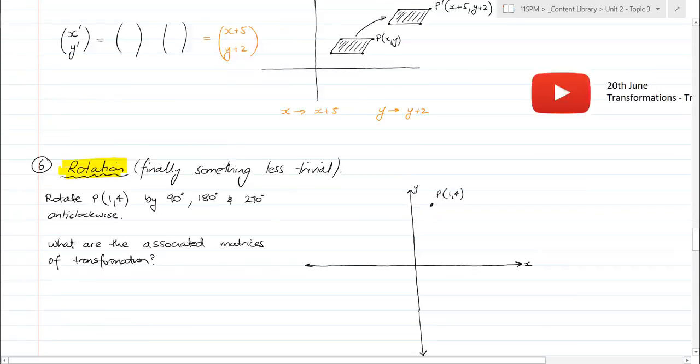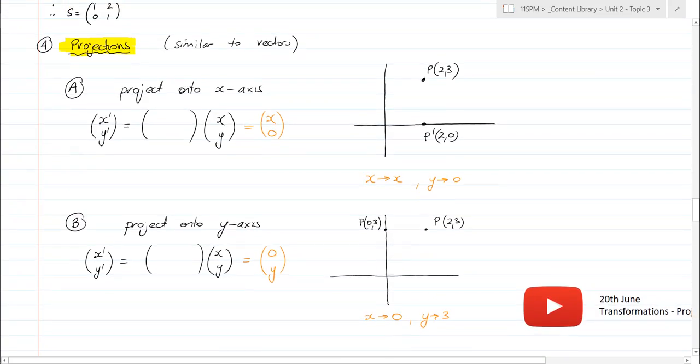Can I just make a note, though, that I didn't do projections? So have a read of that. I don't think it's that hard. And I can talk about that a little bit later if need be.